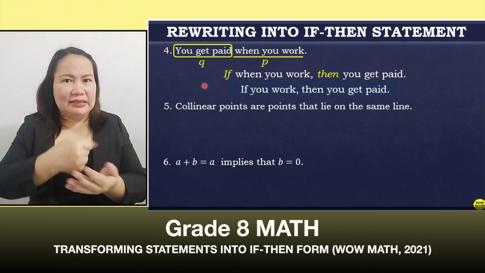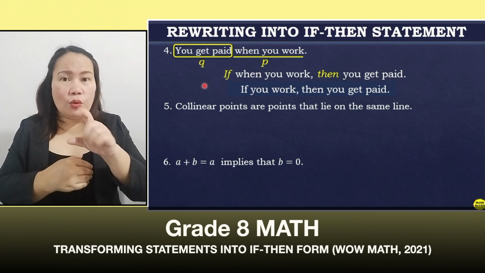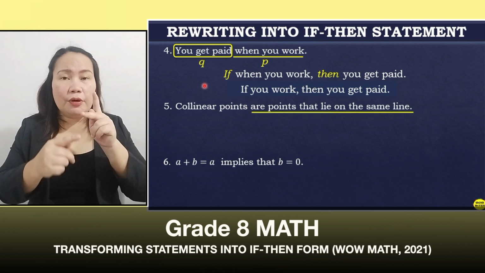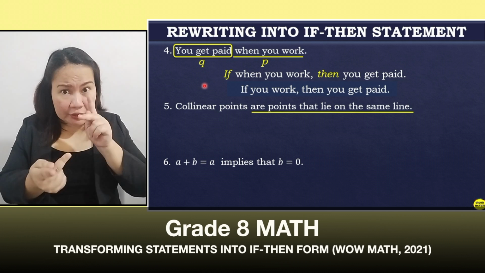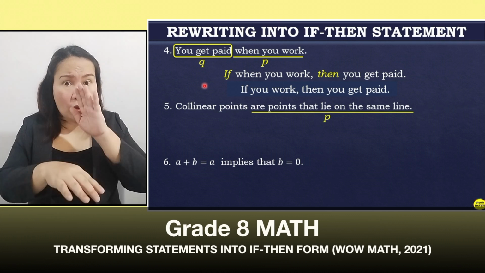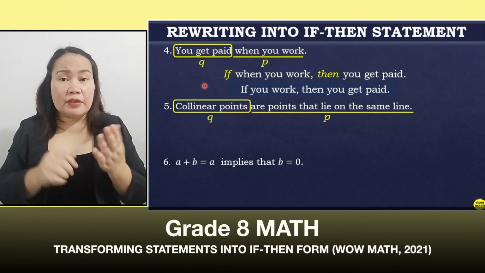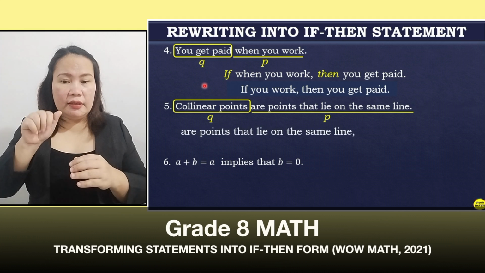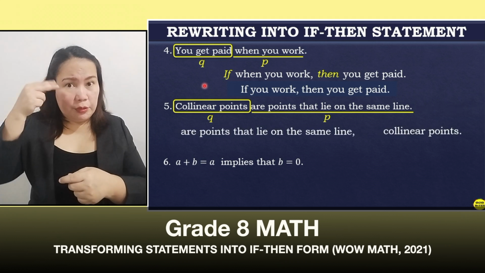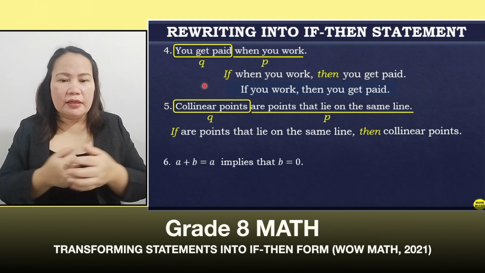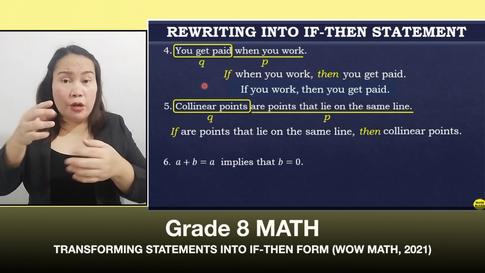Okay? Next, collinear points are points that lie on the same line. So, points that lie on the same line, this is your hypothesis. Collinear points, this is your conclusion. So, this is your Q. So, lagay natin yung ating hypothesis and conclusion. Write if and then, ayusin natin.